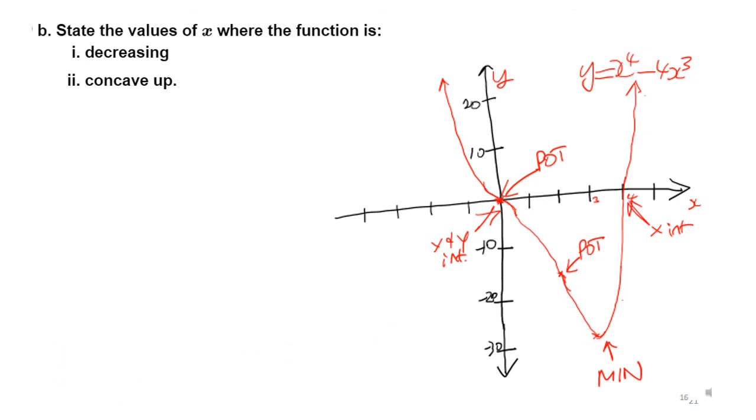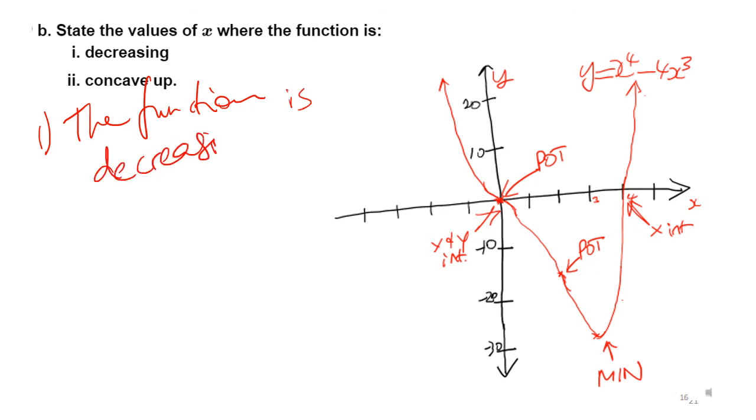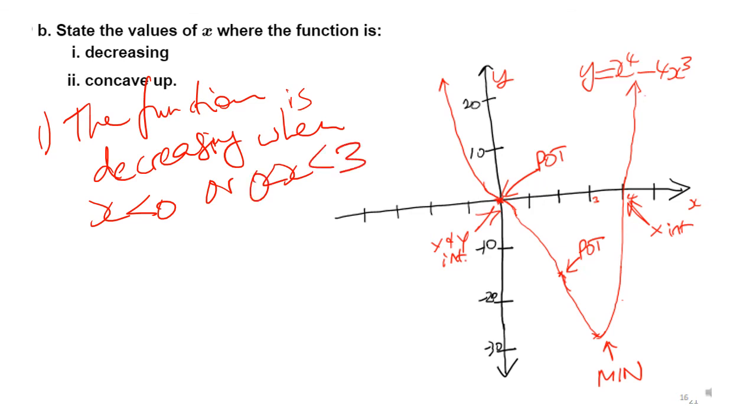Alright, so what you should write for part 1 would be: the function is decreasing when x is less than 0, or x is greater than 0 but less than 3. So for this bit.